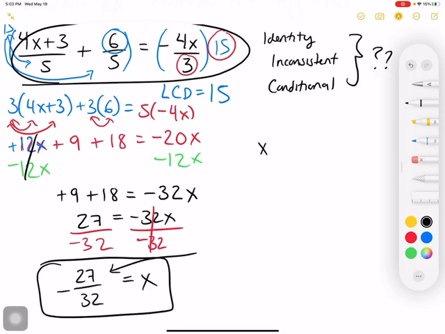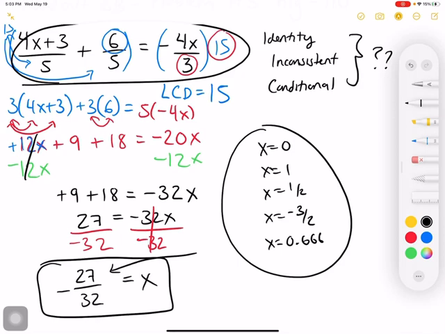I mean, as long as x equals 0 or x equals 1 or x equals any fraction, right? It can be positive, it can be negative, it can be decimals. As long as there is an x equals something, then the equation is going to be conditional. Okay, so it looks like this equation over here, the big equation from the big picture, is going to be conditional.